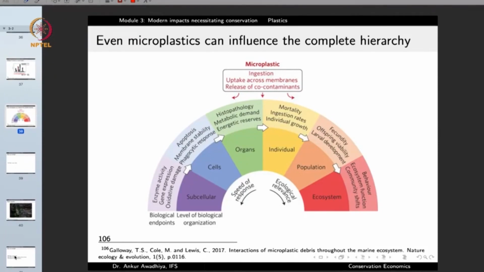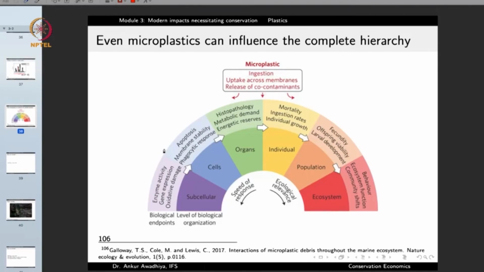So we can find that the microplastics are able to cause different impacts at different levels of the hierarchy. At the subcellular level, we find that microplastics can influence enzyme activity, they can influence gene expression, they can influence oxidative damage. At the level of cells, they can lead to apoptosis. Now, apoptosis is programmed cell death. So, microplastics may result in the death of different cells. It may hamper the membrane stability. It may impact the phagocytic response. Now, phagocytosis is the process by which a cell is able to eat.